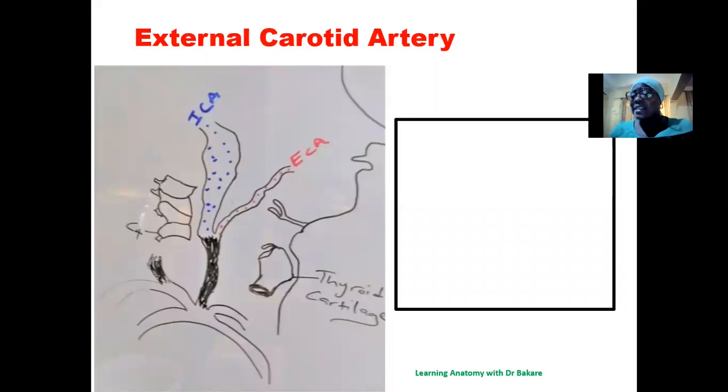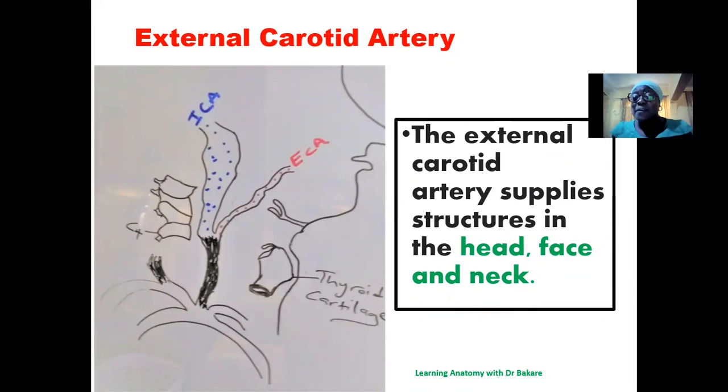So the external carotid artery, from the name, we should know that it is a sub-branch of the common carotid, and they supply structures in the head, face, and neck region. So this is the common carotid artery, and this further divides into the internal carotid artery, which goes inside the cranium to supply the brain tissue, and also the external carotid artery, which supplies structures in the head, face, and neck region.